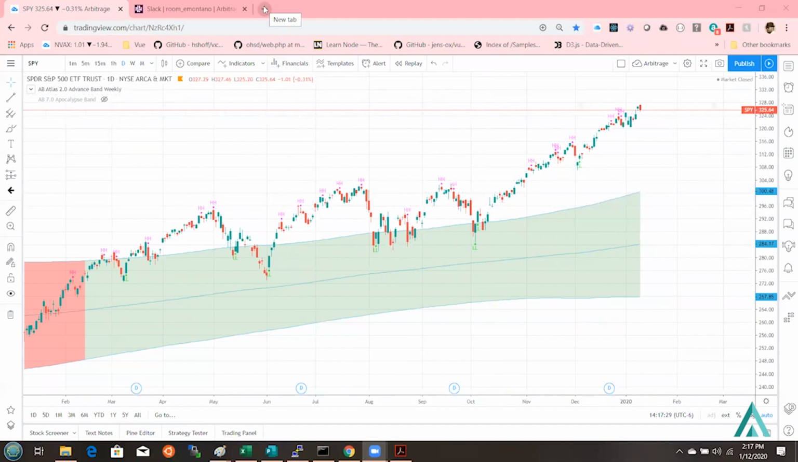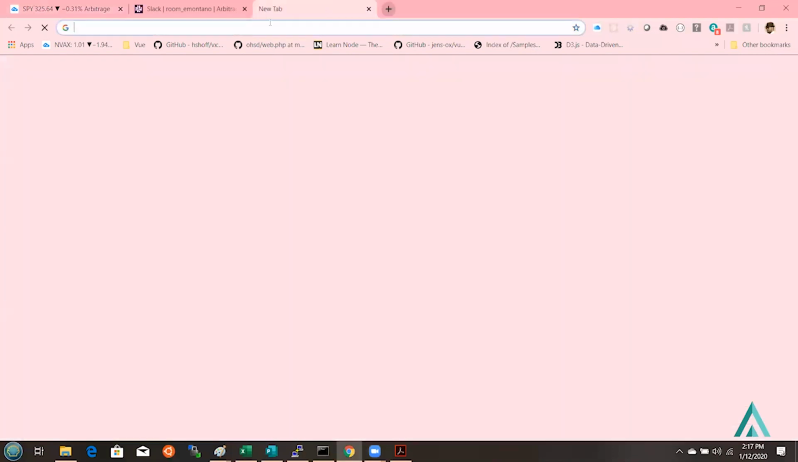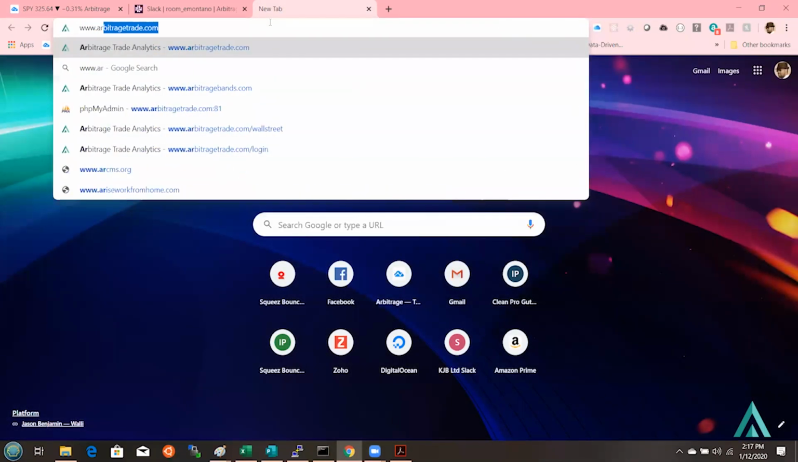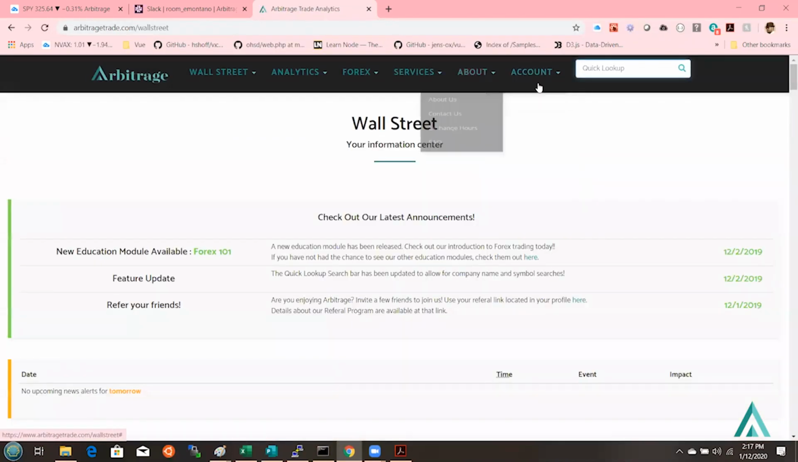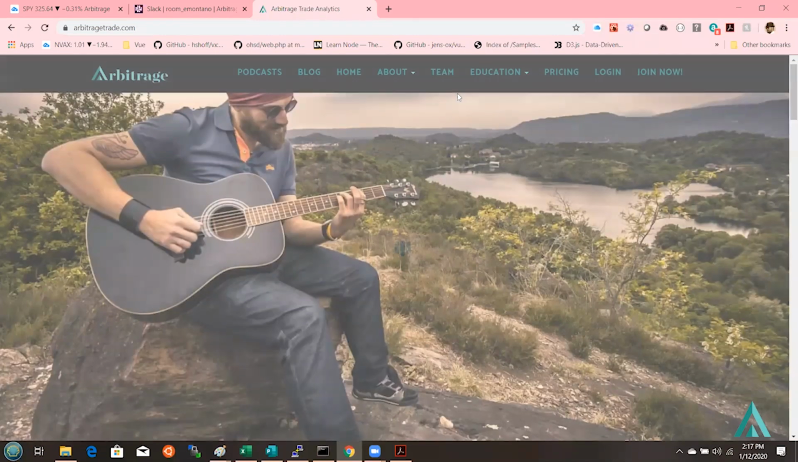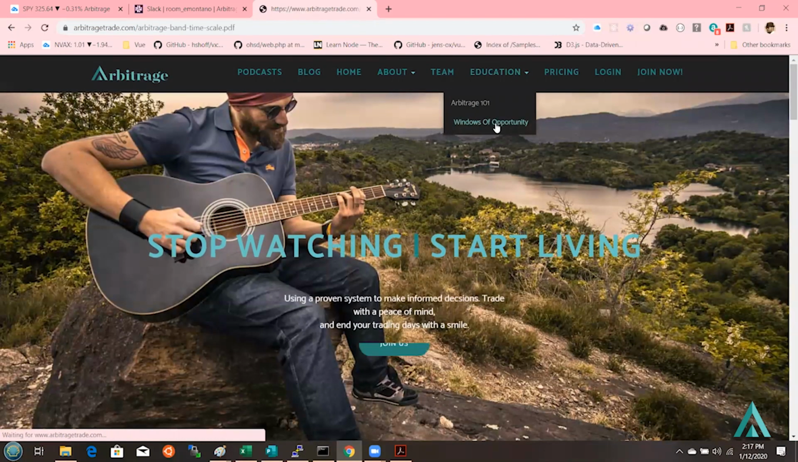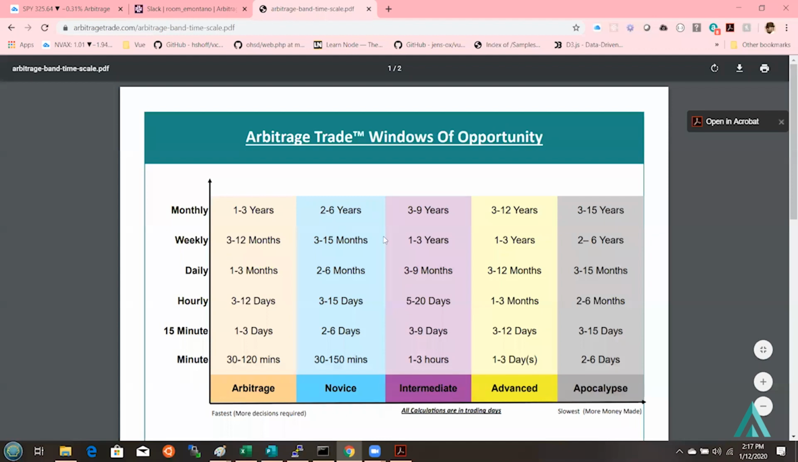Inside the system, we also have something called the windows of opportunity. I'm going to bring up arbitragetrade.com. And on the outside, even if you're not signed up for arbitrage, you can actually get to our window of opportunity to see basically how long, and we call it windows of opportunity because it basically tells you how long we're expecting the trade to be valid before it could possibly turn around on you, which means you have windows of opportunity to get in from where you got the alert to basically where it's going to give you the second alert to tell you that the trend is over.